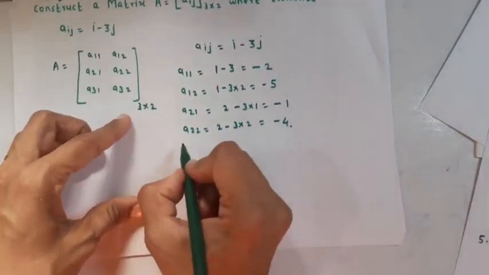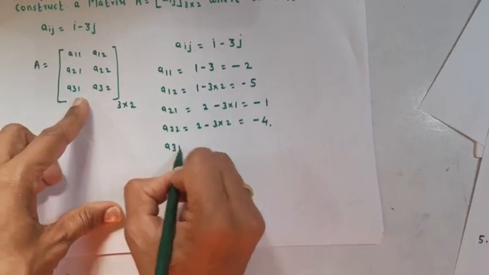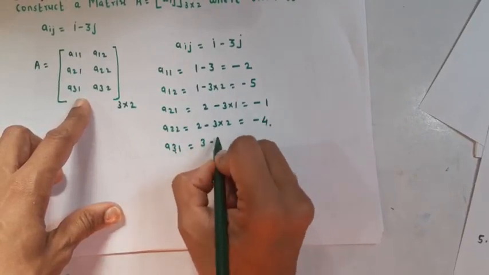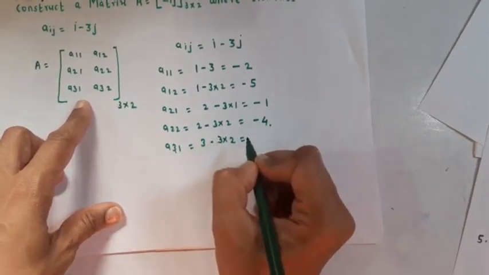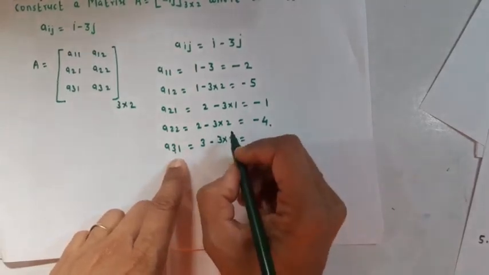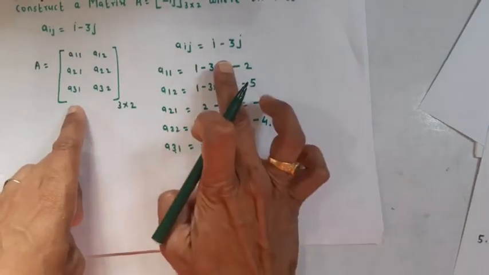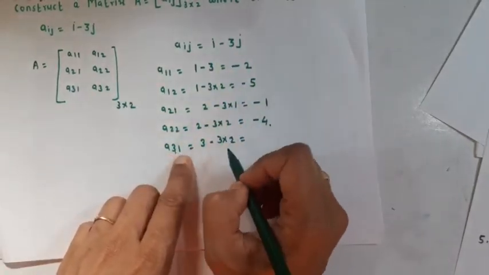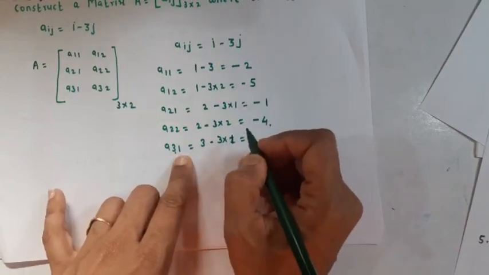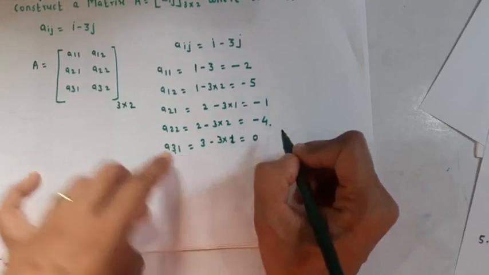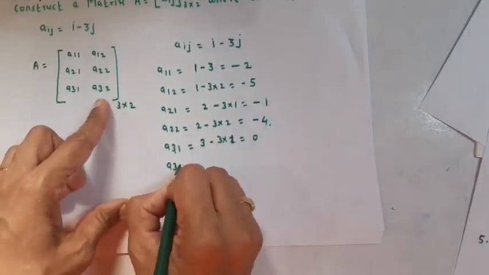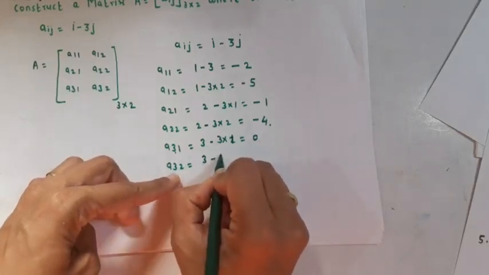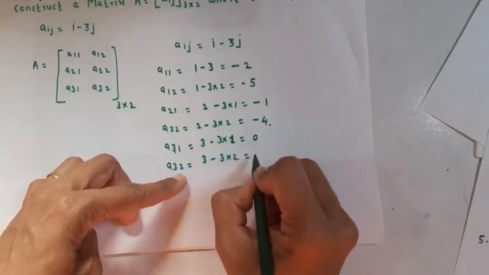Okay. Now A32. First A31. i is 3 and j is 1. For A31, that is i minus 3 into j. i is 3 and j is 1, so 3 minus 3 into 1, and that is 0. Okay. Now for A32, i is 3 and j is 2. So 3 minus 3 into 2, and that is minus 3.